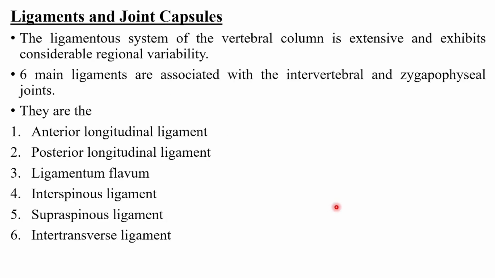Next, coming to the ligaments and joint capsules of the vertebral column. The ligament system of the vertebral column is extensive and exhibits considerable regional variability. The six main ligaments associated with the intervertebral and zygapophyseal joints include the anterior longitudinal ligament, posterior longitudinal ligament, ligamentum flavum, interspinous ligament, supraspinous ligament, and intertransverse ligament.